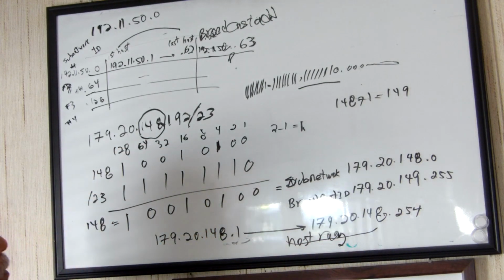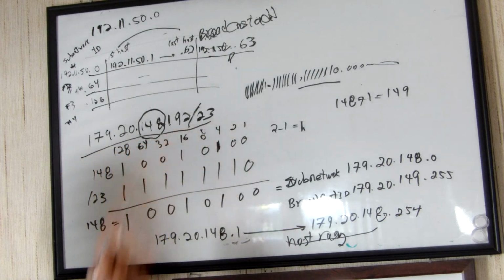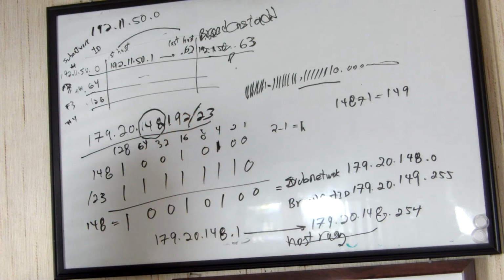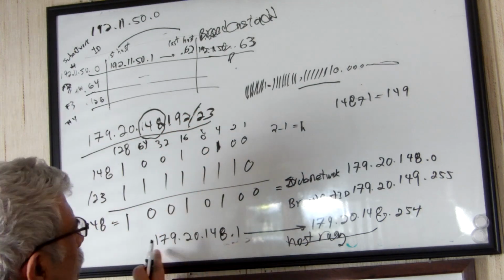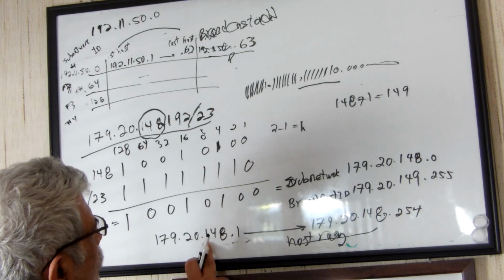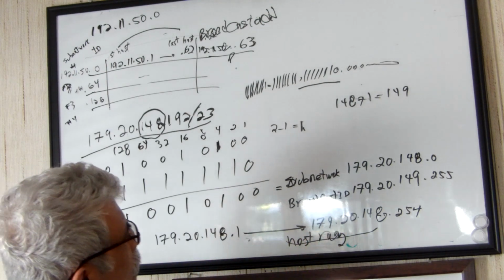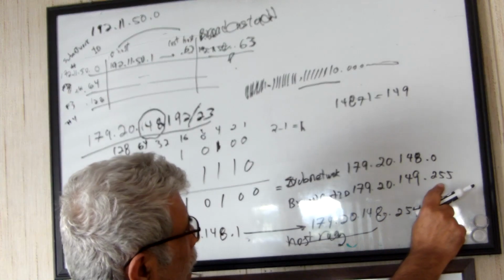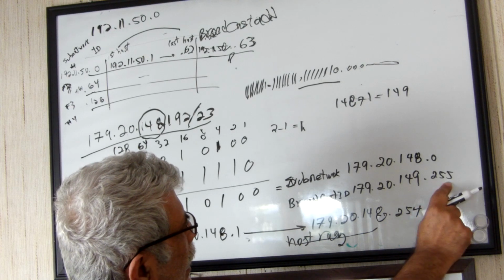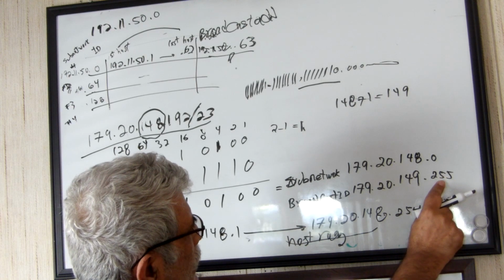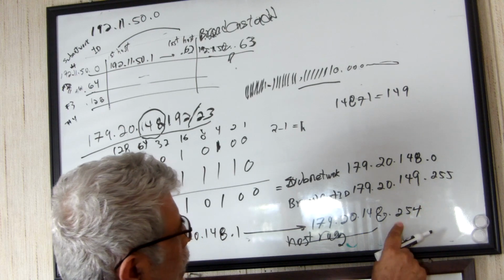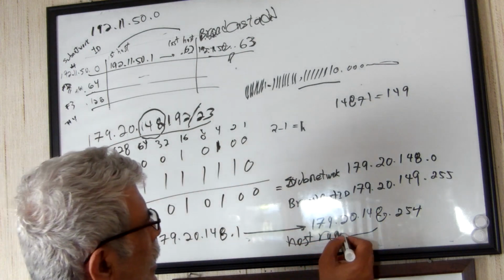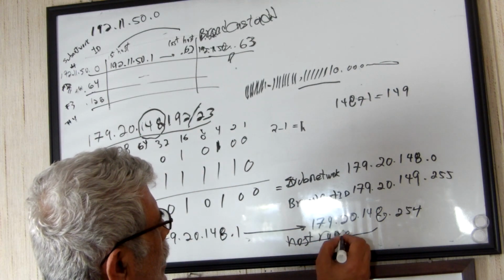See, the question was, what is the valid host range of this IP? The valid host range starts from 179.20.148.1 to 179.20.149.254, because this is the last, you know, minus 1, you get the last host. The host range is going to be this, okay?